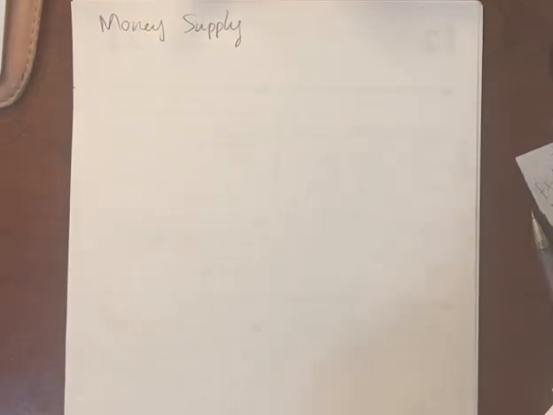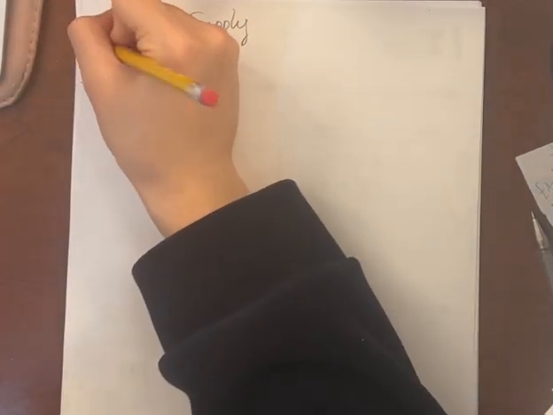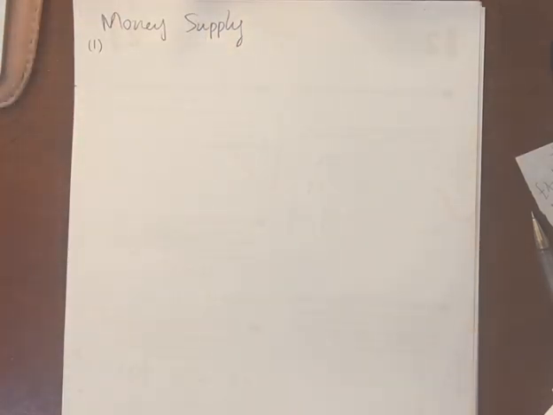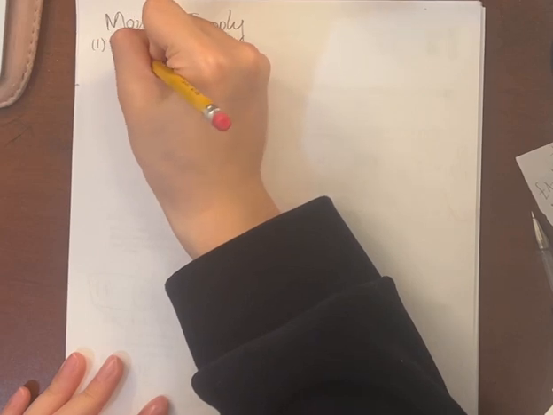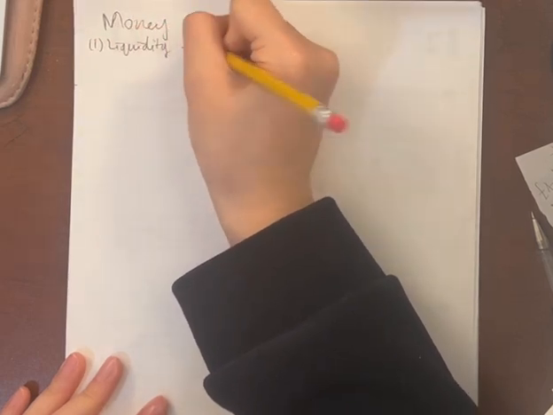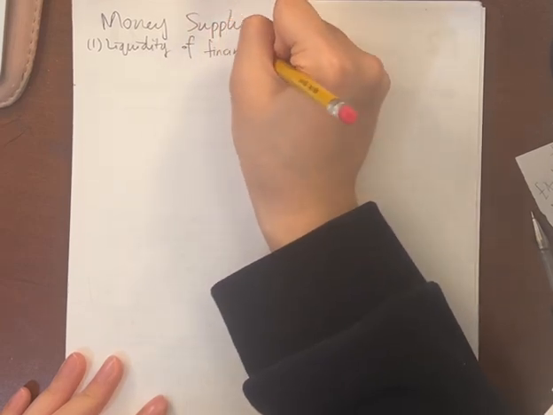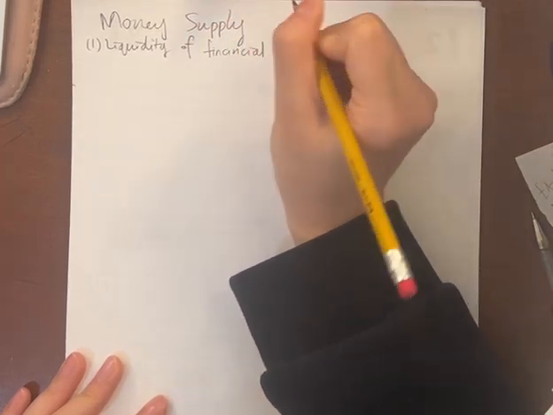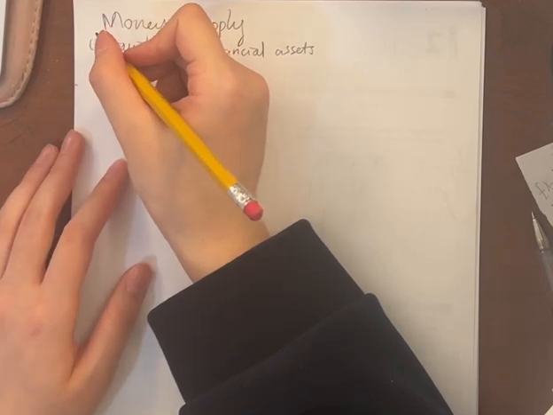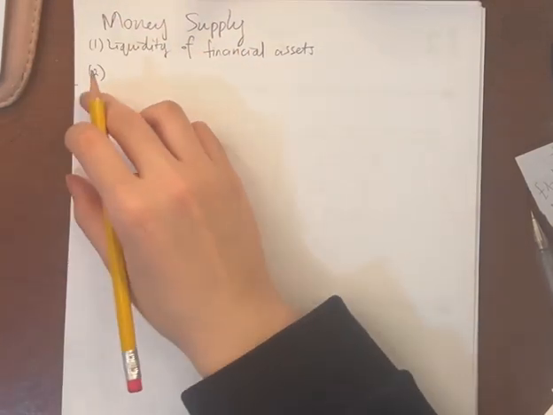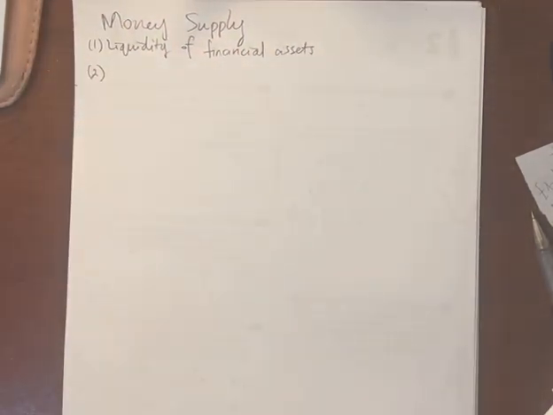Okay, so first let's define this a little bit. Money supply is actually a measure of the liquidity of financial assets. So how easily do your financial assets become the cash that you can actually spend and buy stuff in the market? So, liquidity of financial assets. Good.